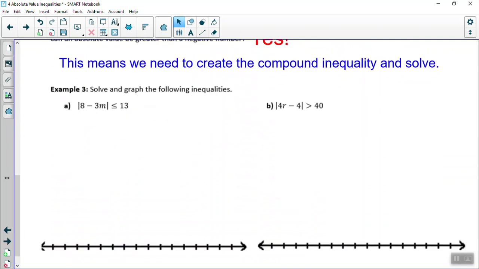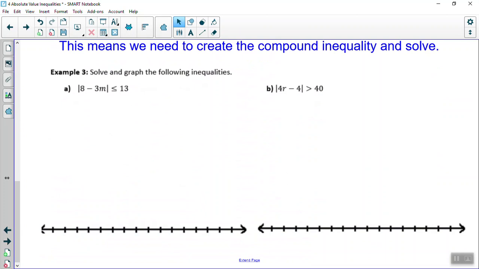All right, so now let's take a look and solve and graph the following inequalities. So now we're going to bring in our graphing. All right, so we have our less than. Okay, so remember that's less than. All right, let's split them up. All right, so we're going to keep everything the same, just remove our absolute values. And we're going to keep the left side and then flip and switch. So flip and switch.